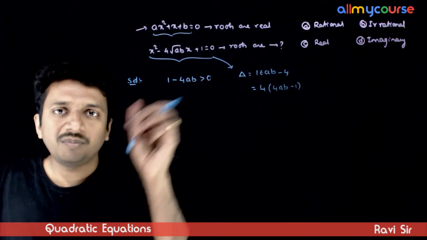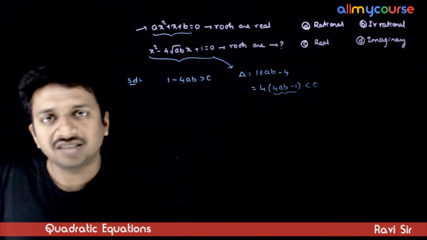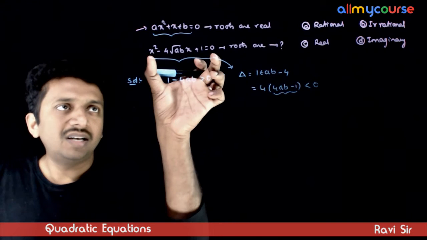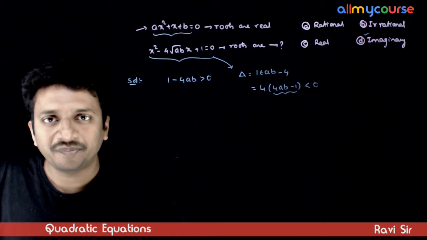So 1 − 4ab is greater than 0. Hence 4ab − 1 is obviously less than 0. Hence the delta of this is negative. Hence the roots are imaginary. Option D is the right answer. Thank you.